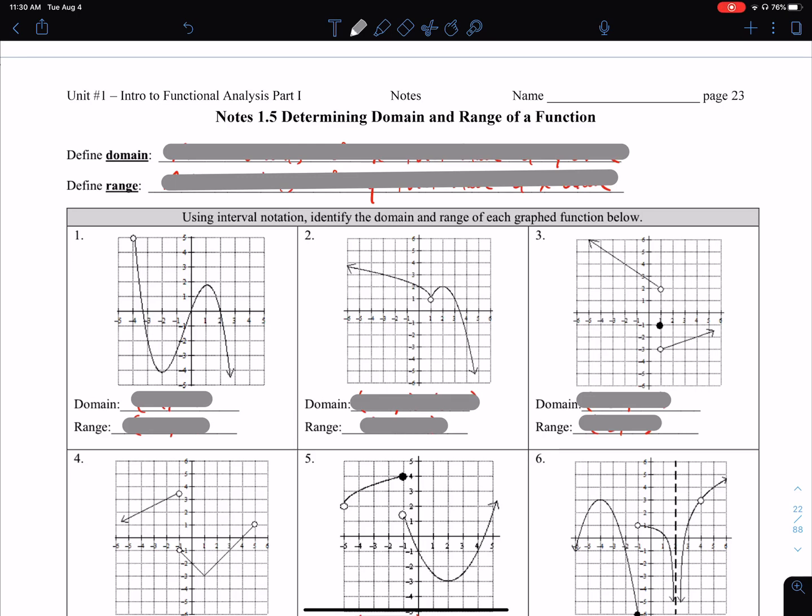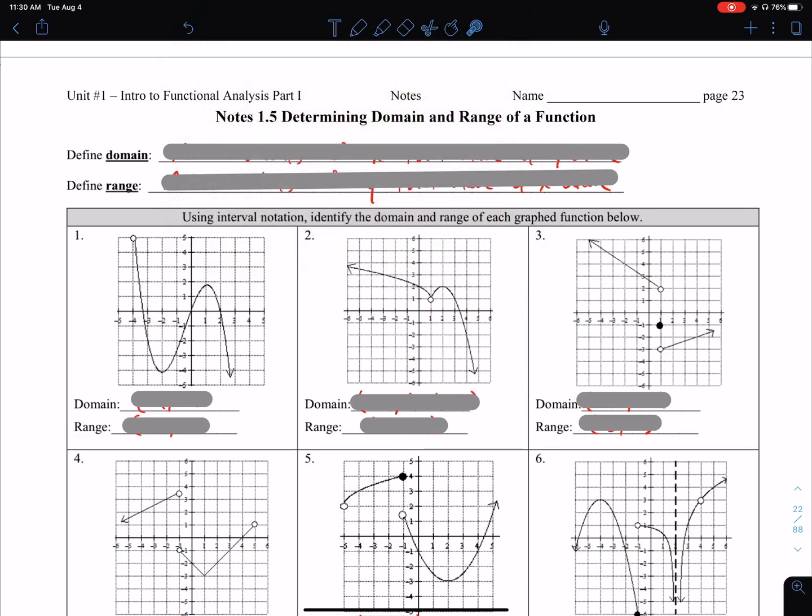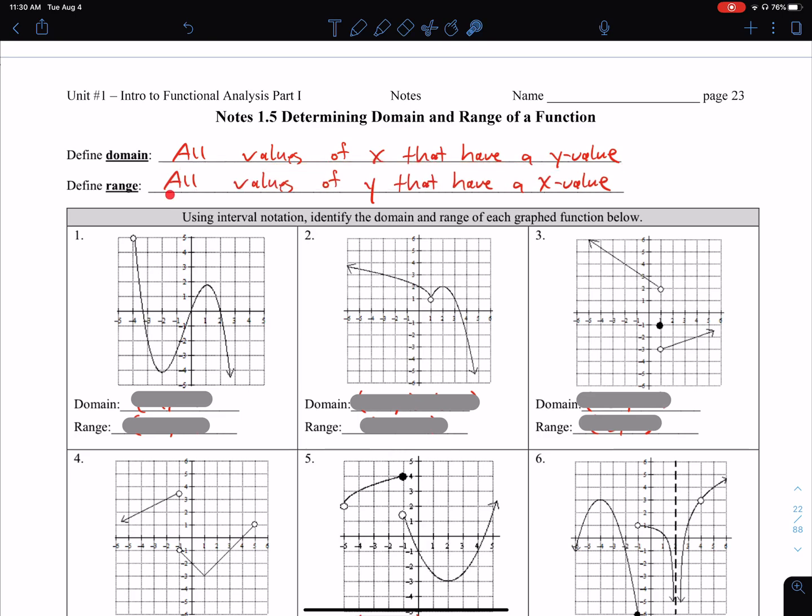PreAP Precalculus Notes 1.5: Determining Domain and Range of a Function. Define domain. The domain is all the values of x that have a y value. Define range. All the values of y that have an x value.